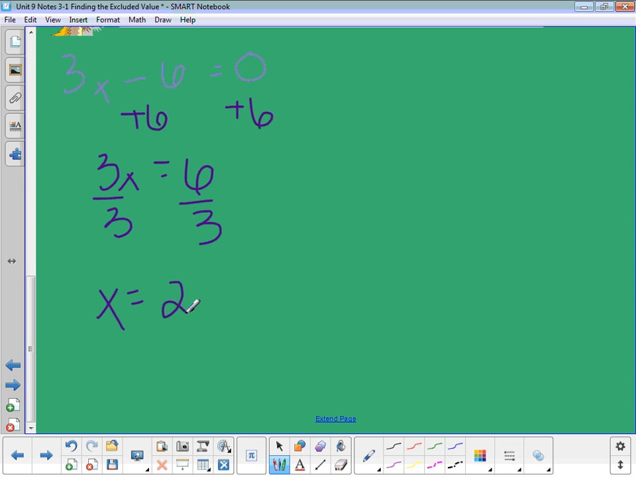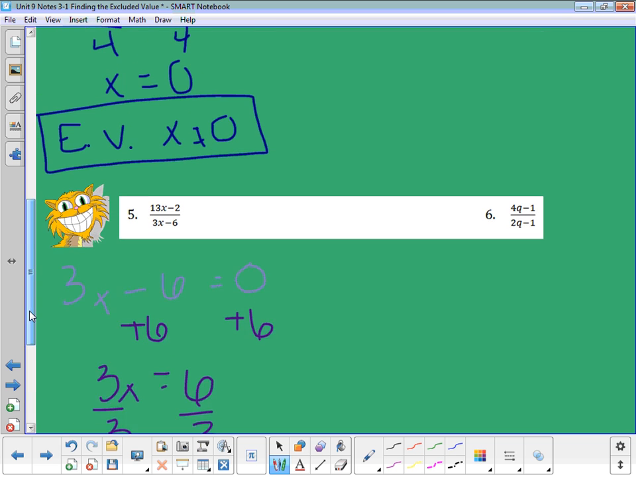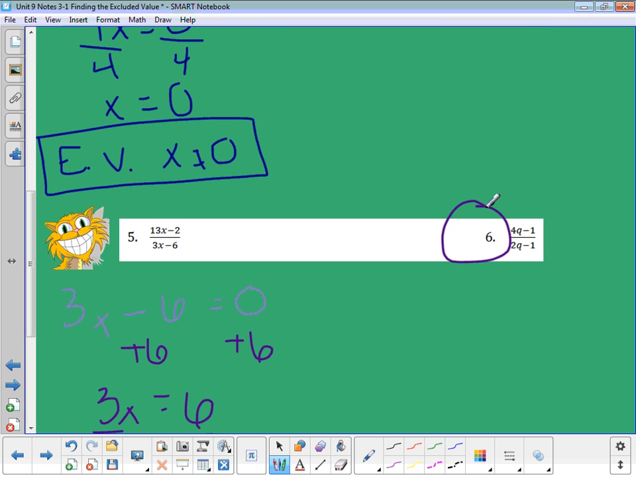So I don't want to just say x is equal to 2. That's not what I'm trying to find. I need to state that the excluded value is that x cannot be 2. We solve the equation to get that x is equal to 2, and then we need to state that our excluded value is that x cannot be 2. So I'm going to go ahead and have you guys try number 6 on your own.